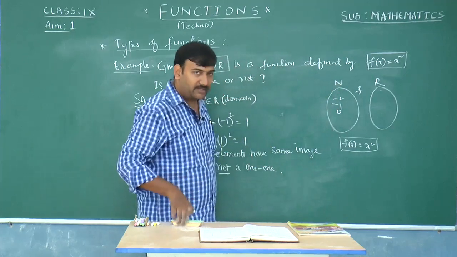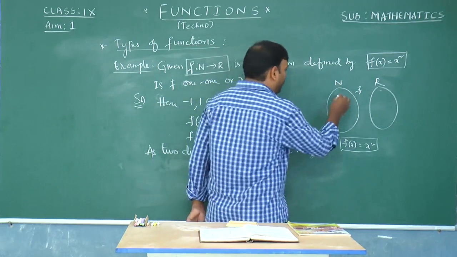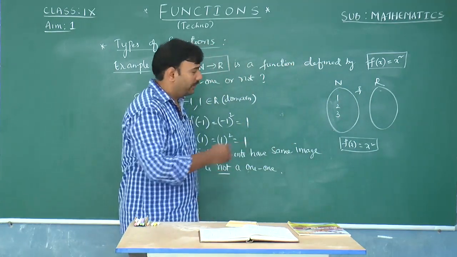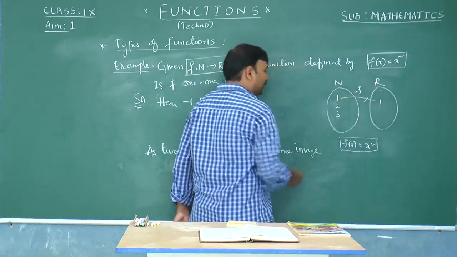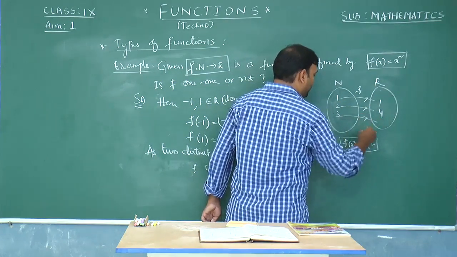So there's only the chance of taking the positive numbers. That means we need to always take only the positive numbers and try to get their images. As per the function rule, the image of 1 is going to be 1 square, that's going to be 1, which is there in the real numbers. The image of 2 is going to be 4. The image of 3 is going to be 3 square, which is 9.